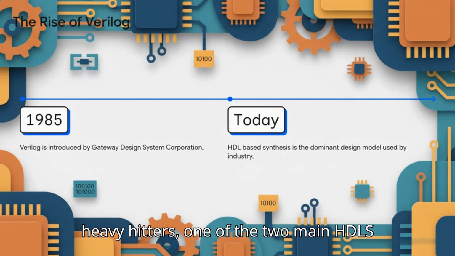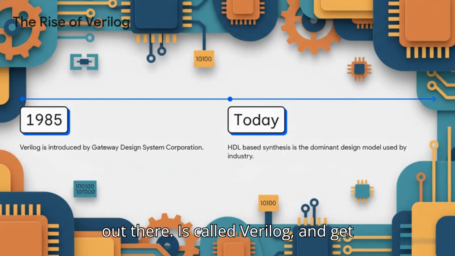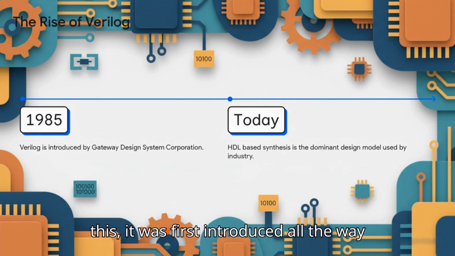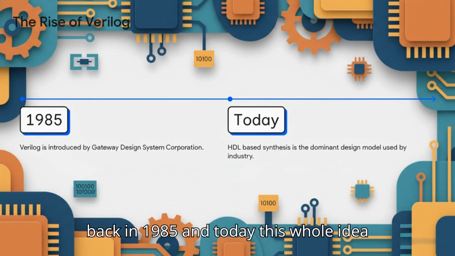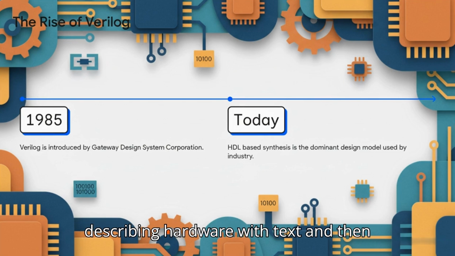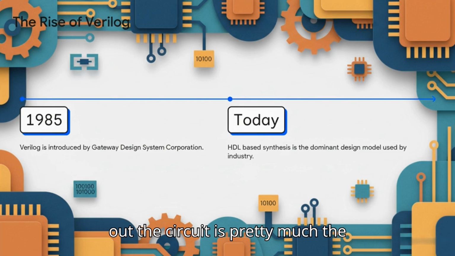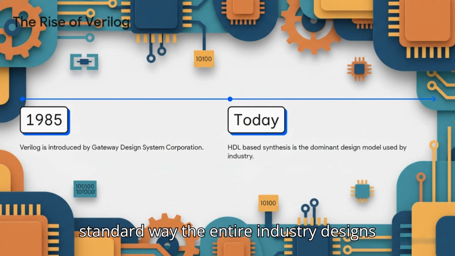Now, one of the heavy hitters, one of the two main HDLs out there, is called Verilog. And get this, it was first introduced all the way back in 1985. And today, this whole idea, describing hardware with text and then having a computer automatically figure out the circuit, is pretty much the standard way the entire industry designs chips.